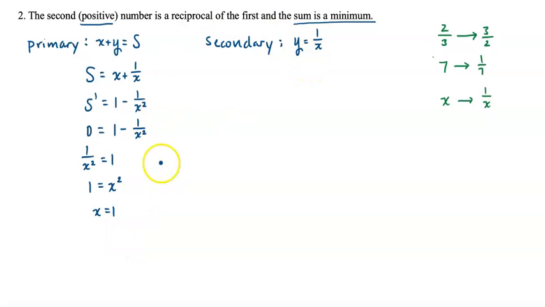I can plug this back into the secondary equation, y equals 1/x, to find y. So because x is 1, y is 1/1, which is just 1. And so I have x is 1 and y is 1. So the first two numbers are just 1.